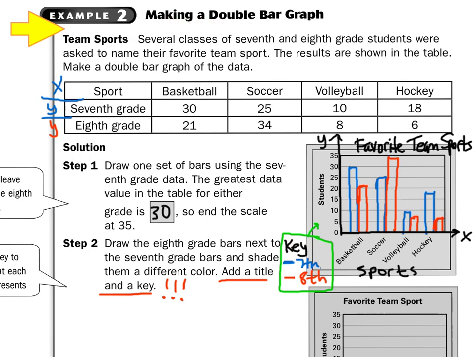Okay, so let's make a double bar graph here. It says team sports. Several classes of 7th and 8th grade students were asked to name their favorite team sport. The results are shown in the table. Make a double bar graph.